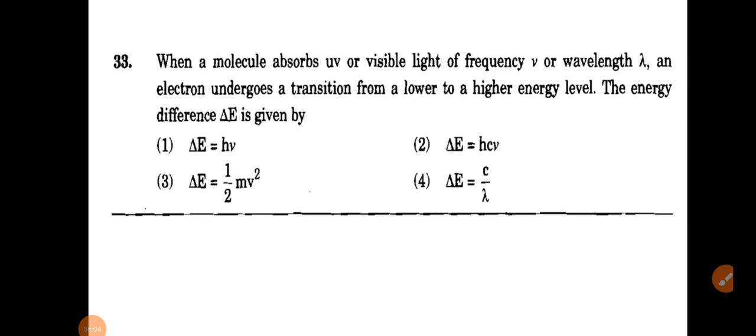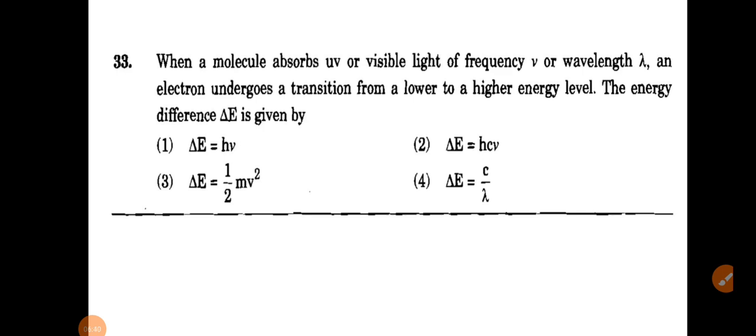Okay. So next one: when a molecule absorbs UV or visible light of a frequency mu or wavelength lambda, an electron undergoes a transition from a lower to a higher level. The energy difference. This is a very basic question; they are just asking what the formula for delta E is, the change or difference in energy. The options are delta E equals h mu, delta E equals h c by lambda, delta E equals 1 by 2 mu square, and delta E equals c upon lambda.